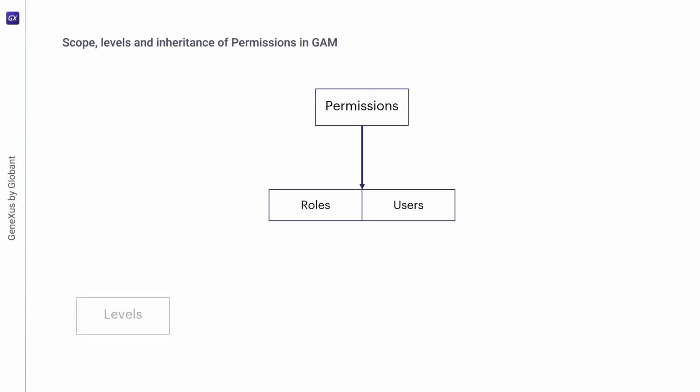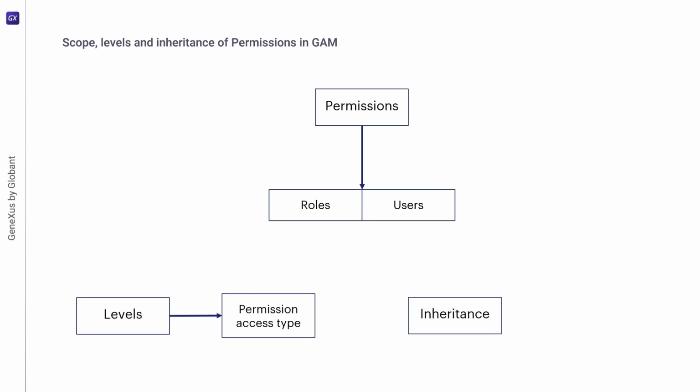As for levels, the level of permissions a user has at runtime depends on the type of permission access. Lastly, when any full control permission is added to a role, by default, all the secondary permissions of this full control are also added to the role, unless inheritance has been lost.